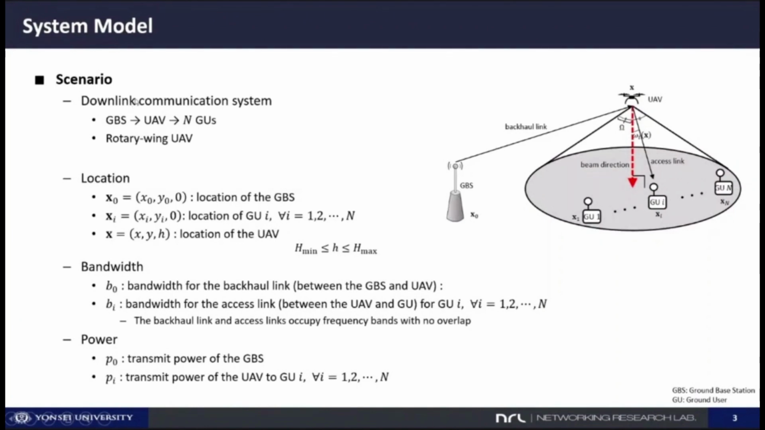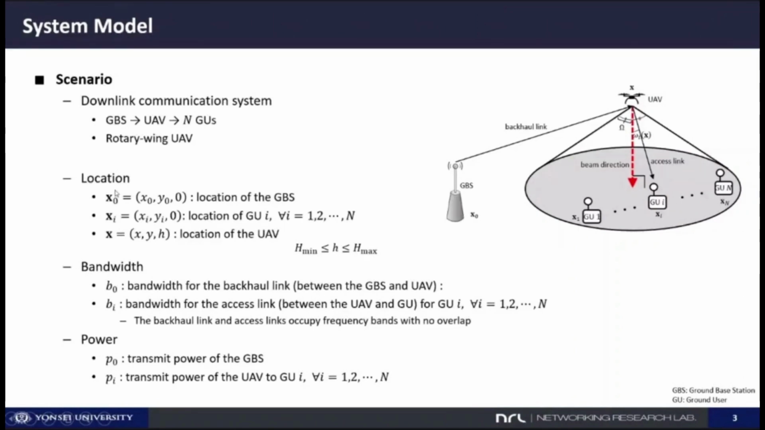Let us introduce the scenario of our system model. We consider a downlink communication system with one ground-based station and one UAV and N ground users. And the UAV plays a role as a relay, which receives data from the ground-based station and sends it to ground users. And we assume that the UAV has a rotating, so UAV can hover at a fixed location.